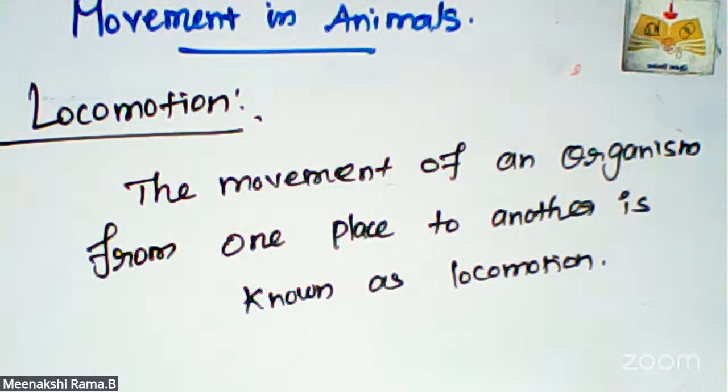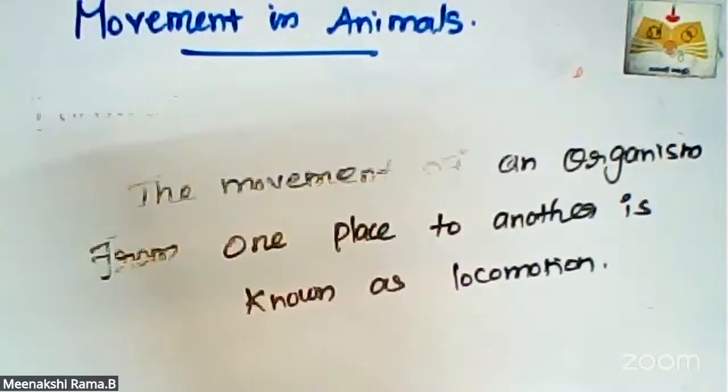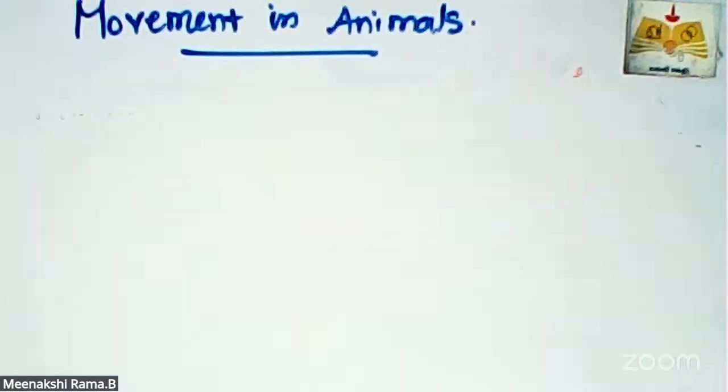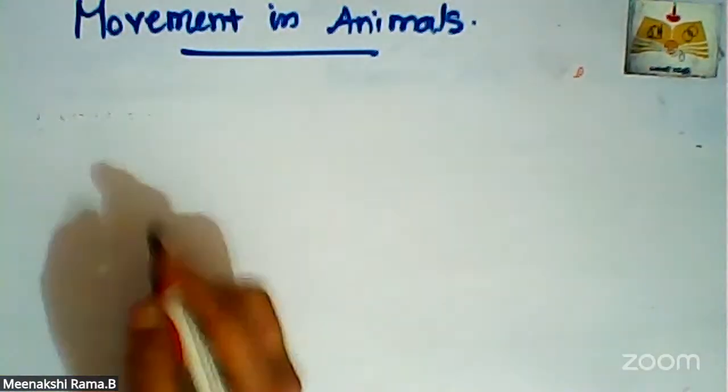Okay. So now I'm going to explain the difference between locomotion and movement. First, what is movement of animals? What is movement, and what is locomotion? And next, what is the difference between movement and locomotion? Students, is there any doubt in this part?